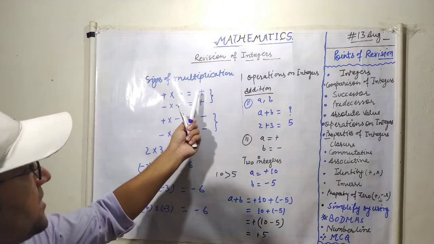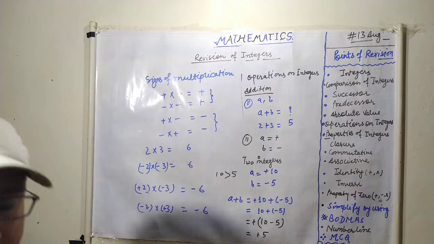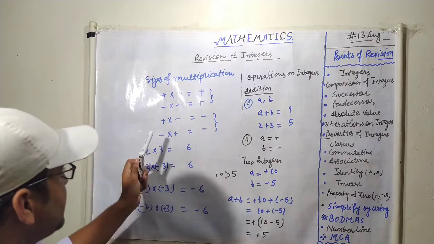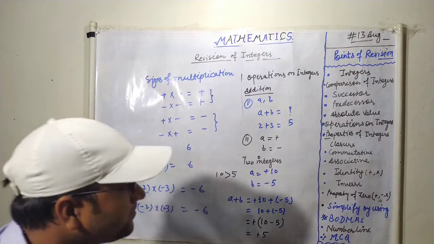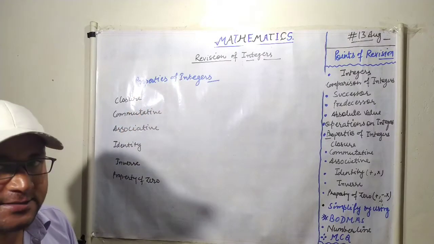Plus multiplied by plus gives plus. Minus multiplied by minus, in this case also, gives plus. Plus multiplied by minus gives minus, and minus multiplied by plus is also a minus. Here I am going to discuss the properties of integers.